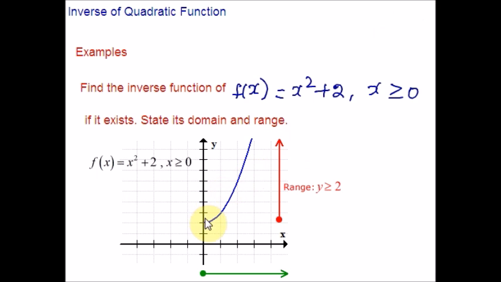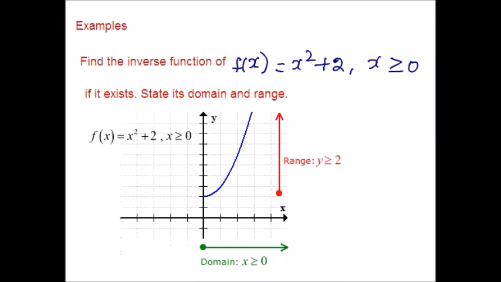I have drawn only the restricted domain. The restriction x greater than or equal to 0 means the right side, all the positive values. So here the range would be y greater than or equal to 2 and the domain would be x greater than or equal to 0. On this graph I clearly define the domain and range because I will need this information to help me identify the correct inverse function at the end.